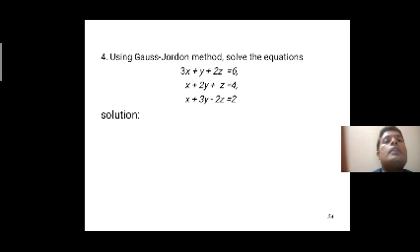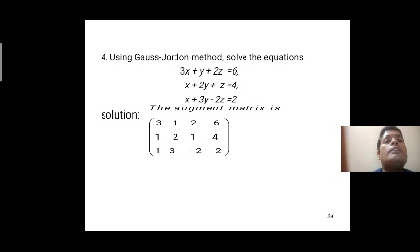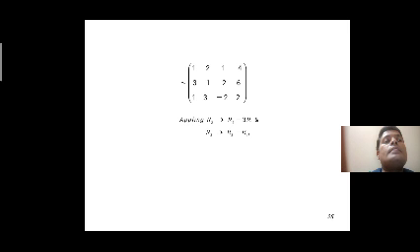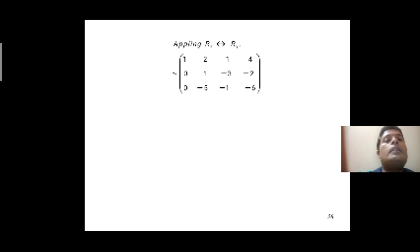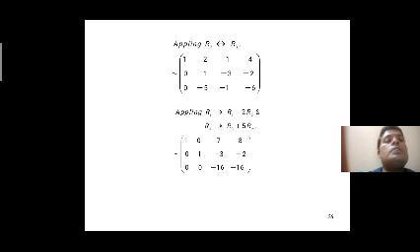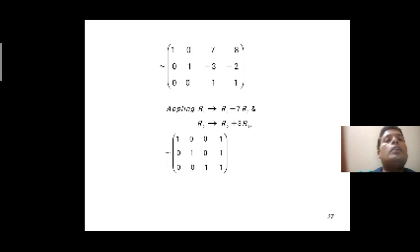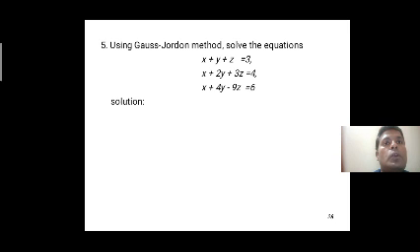Now we go to the fourth problem. Also the same: we write the augmented matrix and, using different row operations, reduce it to 1 0 0 alpha, 0 1 0 beta, 0 0 1 gamma. Here we get the final result 1 1 1. Therefore the solution is x equal to 1, y equal to 1 and z equal to 1.